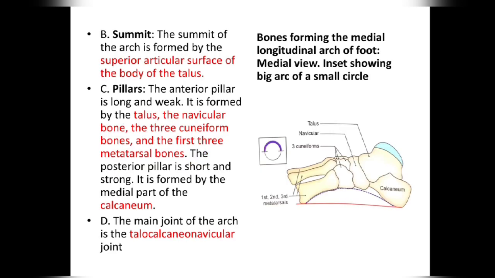Summit of this arch formed by superior articular surface body of talus. Pillars: anterior pillar which is long and weak formed by talus, navicular, cuneiform and first three metatarsal bones. The posterior pillar is short and strong and formed by medial part of the calcaneum. The main joint of the arch is talocalcaneo-navicular joint.